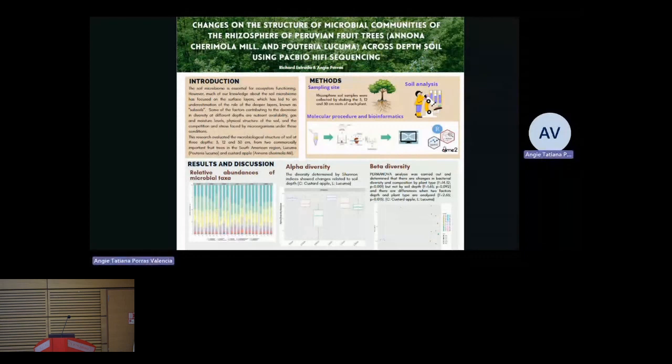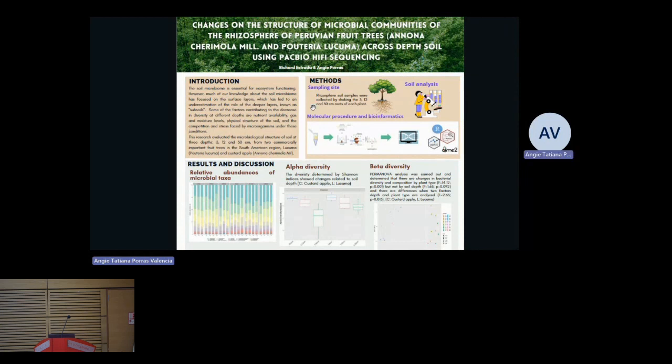Some of the factors contributing to the decrease in diversity at different depths are nutrient availability, gas and moisture levels, physical structure of the soil, and the competition and stress faced by microorganisms under these conditions. This research evaluated the microbiological structure of soil at three depths, 3, 12, and 30 centimeters, from two commercially important fruit trees in the South America region, lucuma and custard apple.